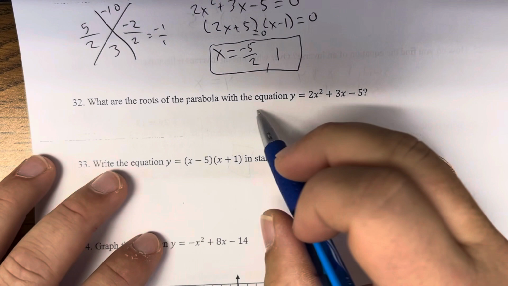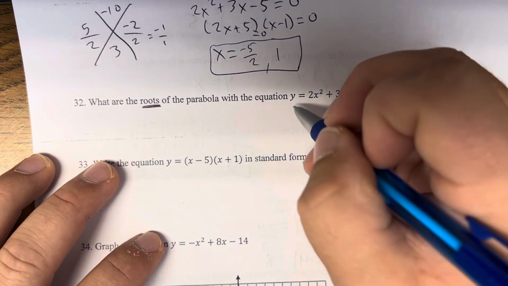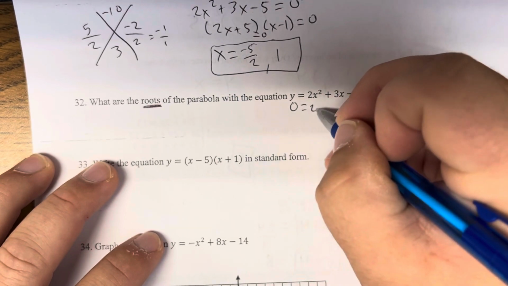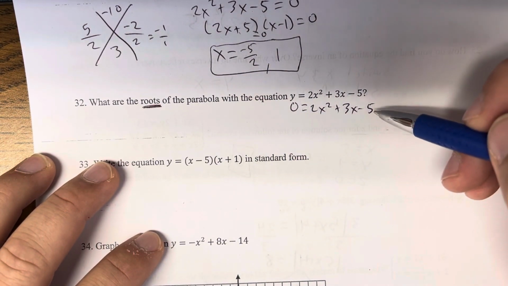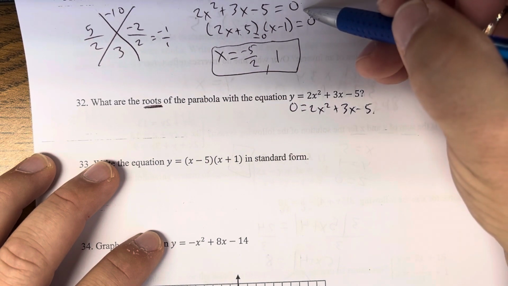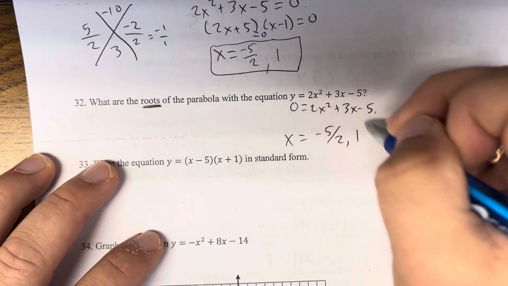What are the roots of the parabola of this equation? So the roots are my x-intercepts. The solutions, we're just going to put 0 in for y and solve for x. And here's one thing that's nice. It's the same equation that we just did. And so I don't have to do it again. My x equals negative 5 halves and 1.